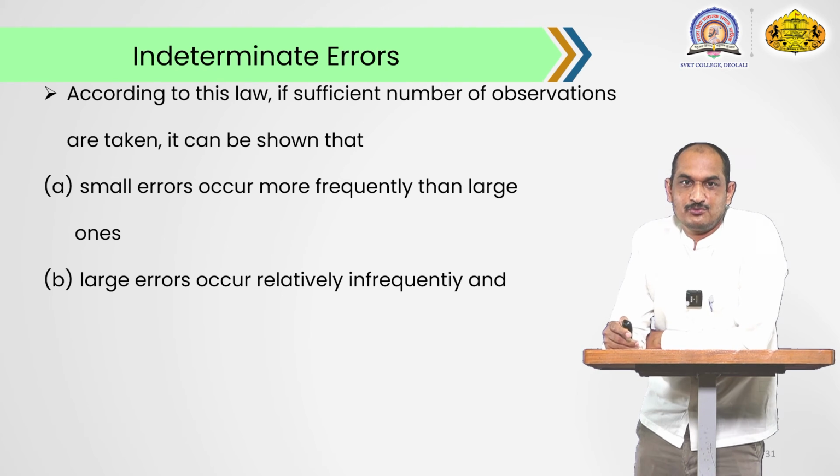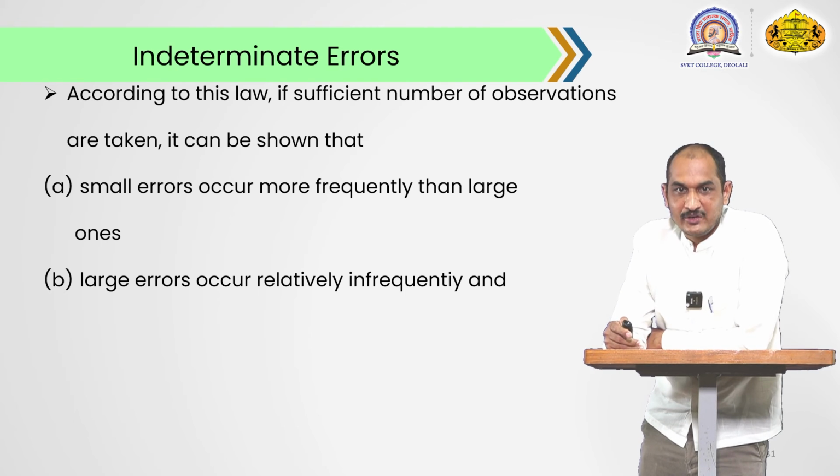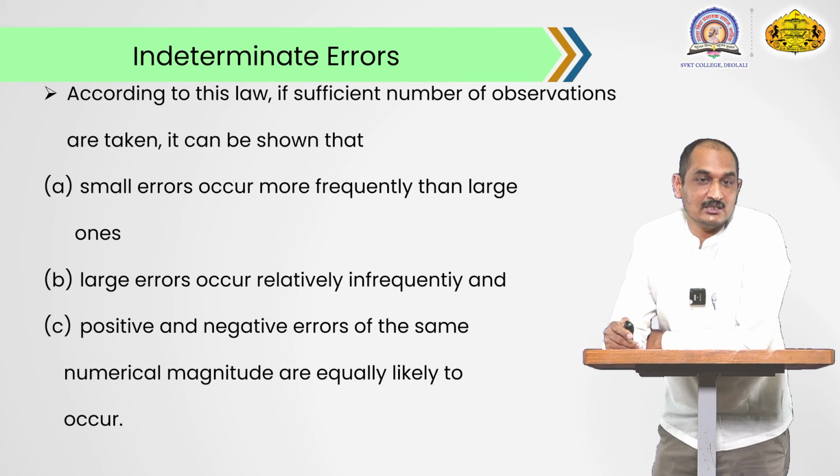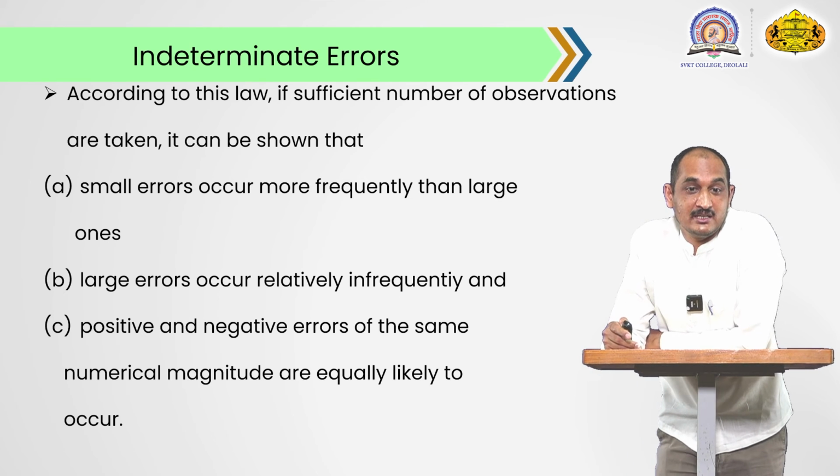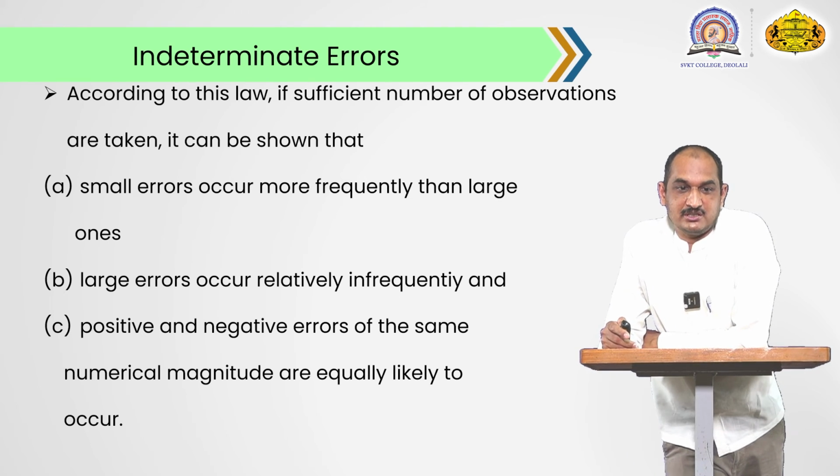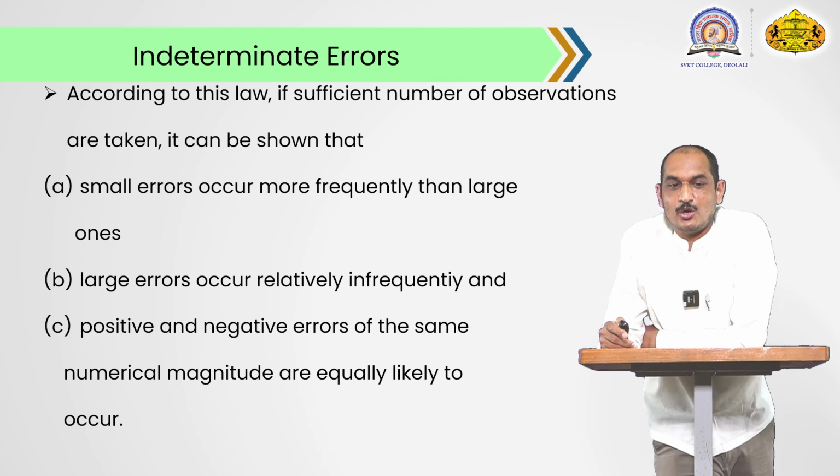Second, from the readings we can say that large errors occur relatively infrequently. And the third and important point, on the basis of observation, positive and negative errors of the same numerical magnitude are equally likely to occur.